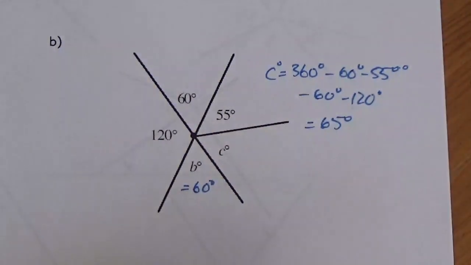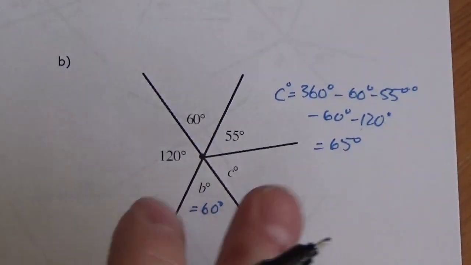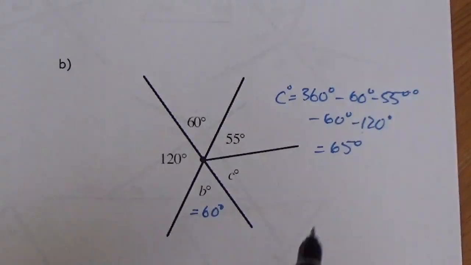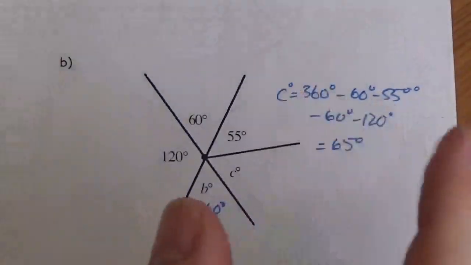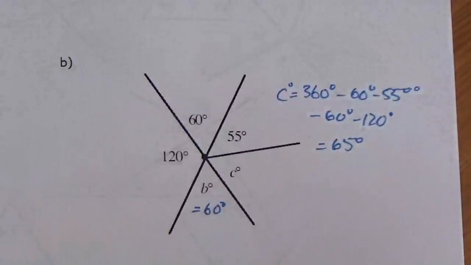Now, there are other ways of getting angle C. Please don't get me wrong here. I'm just trying to point out, again, and use this rule, that the sum of the angles around that point right there are going to add up to 360 degrees.